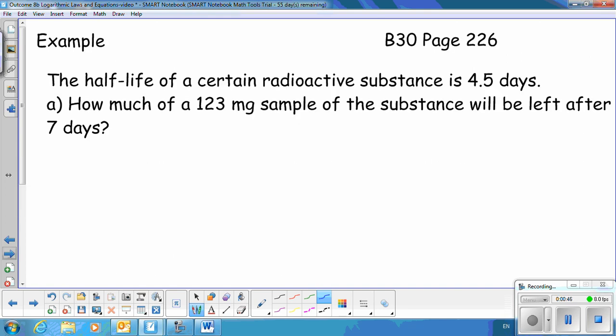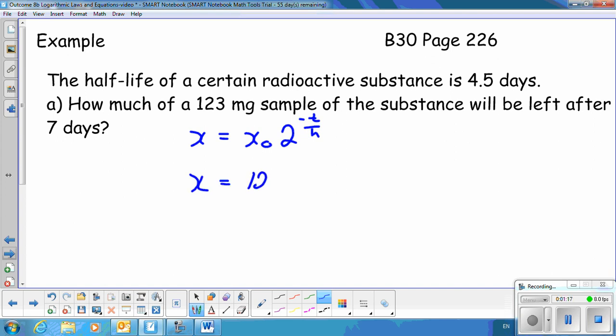Let's look at an example. The half-life of a certain radioactive substance is 4.5 days. How much of a 123 milligram sample of the substance will be left after 7 days? So we need to use that half-life equation, which was X equals X0 times 2 to the power of negative T over H. We're looking for how much is left, so we're looking for X.